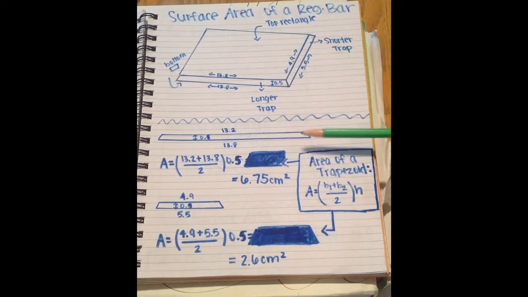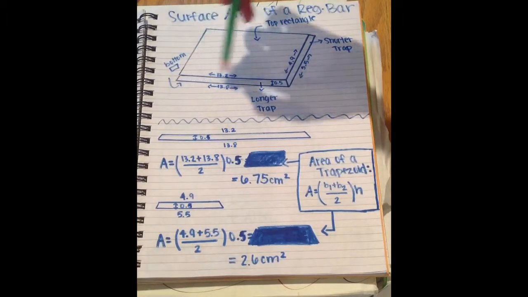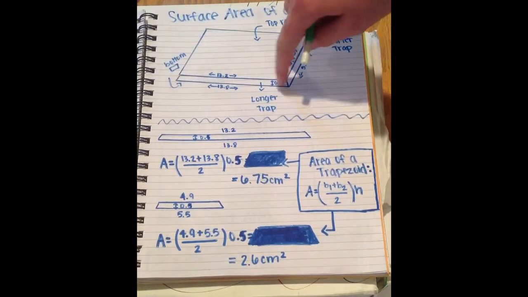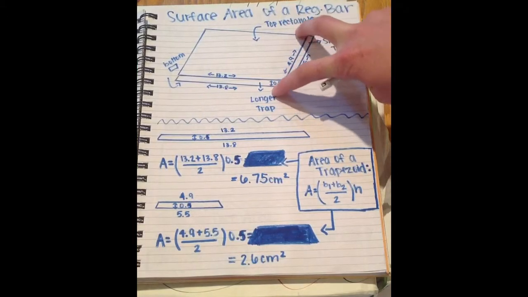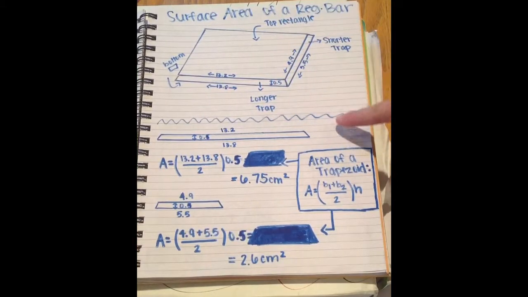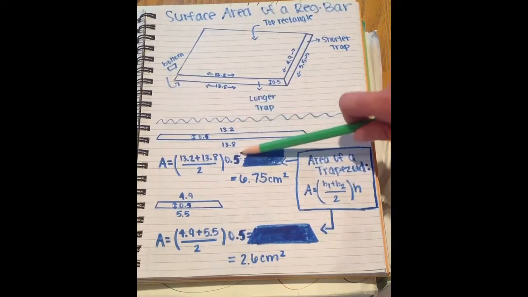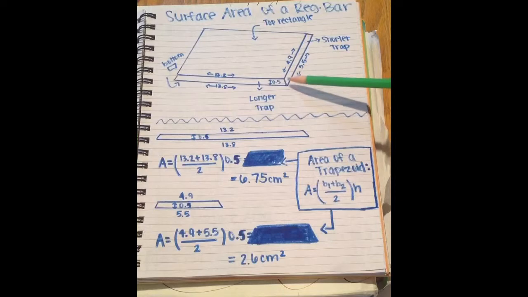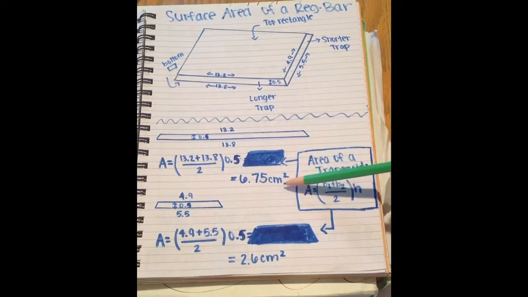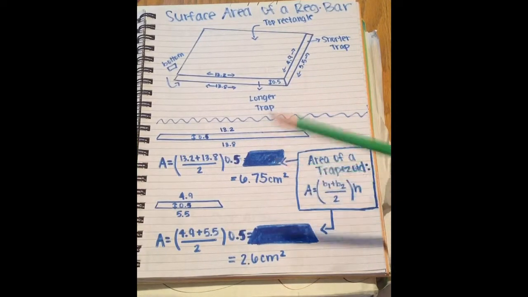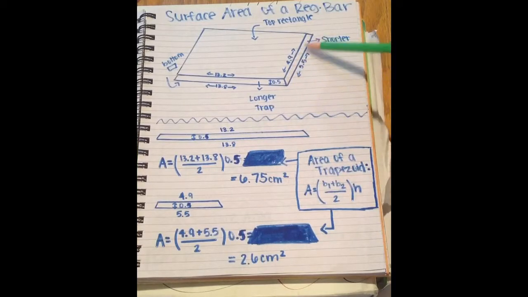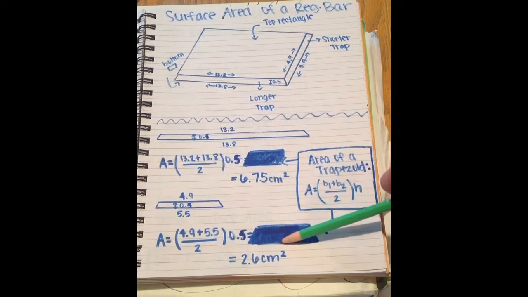So I started out by finding the area of the longest trapezoid, which is the longest side, and the opposite sides are congruent, so you only have to find it once, and then you can multiply it by 2. So the area of a trapezoid is base 1 plus base 2 over 2 times the height. So I just plugged in my values and found the area for the longest side to be 6.75 centimeters squared. Did the same thing for the shorter side right here, and found my answer to be 2.6 centimeters squared.